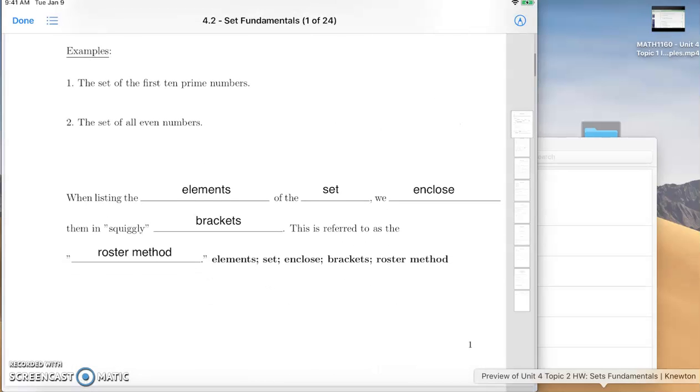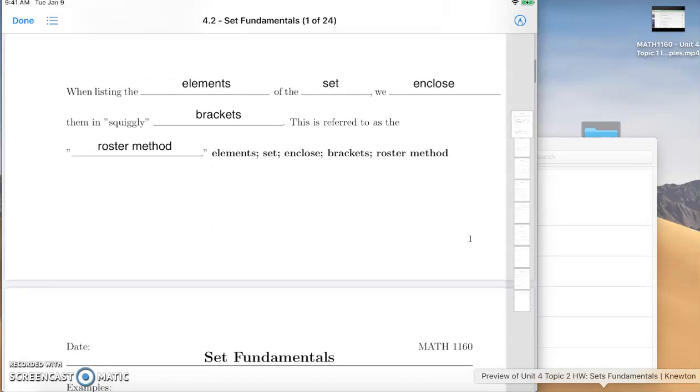Examples of these sets are the set of the first 10 prime numbers, for example, the set of all even numbers. These would all be sets of non-repeating numbers. When listing the elements of the set, we enclose them in squiggly brackets. Let me just show you what that looks like.